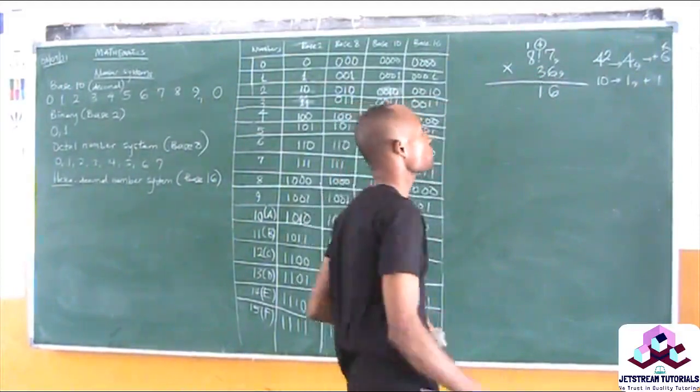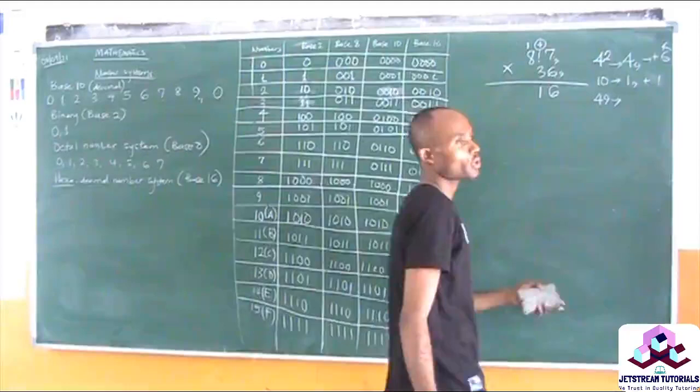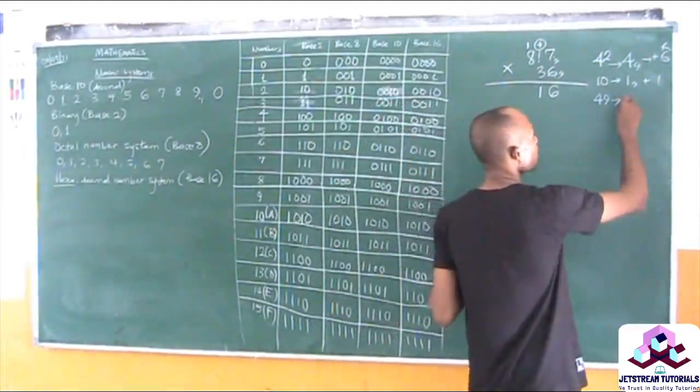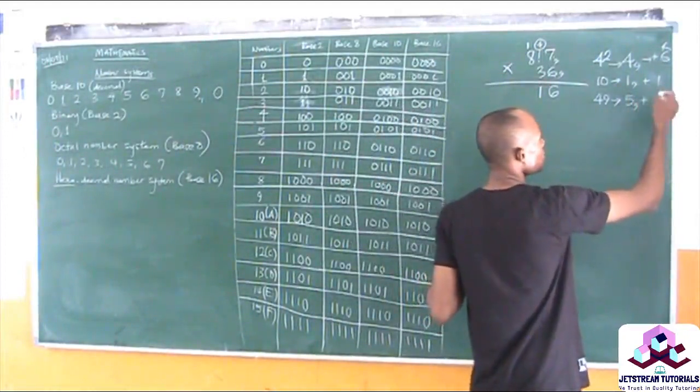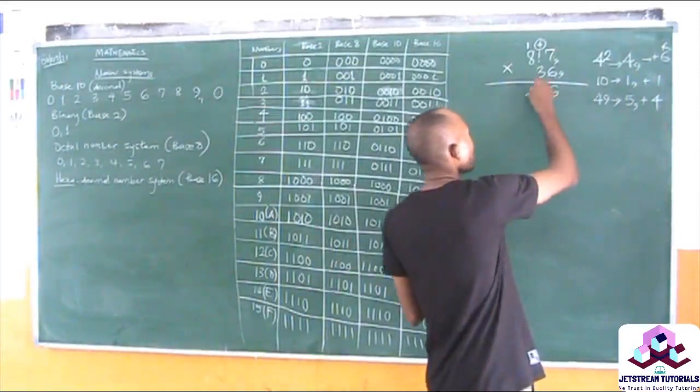48 plus 1 is 49. Do we have 49 in base 9? No. 49, we convert it. How many 9s do we have in 49? We're going to have 5 nines, because 5 times 9 is 45. Then what is remaining to become 49 is just 4. So our remainder is 4. Remember, we always write the remainder, 4.